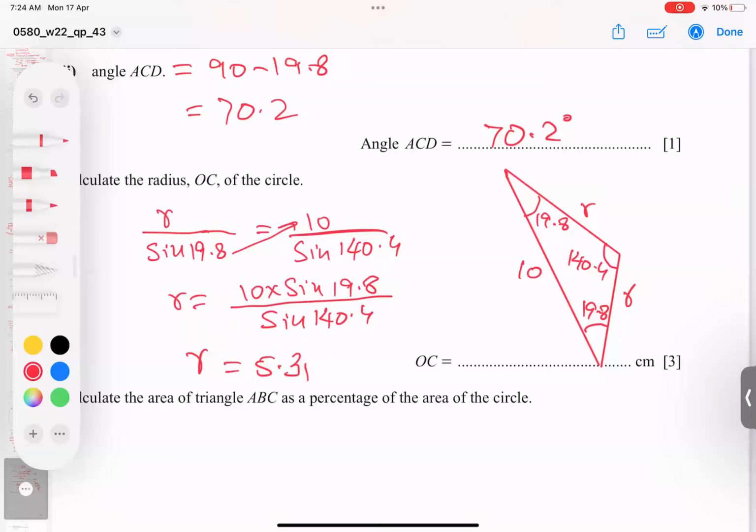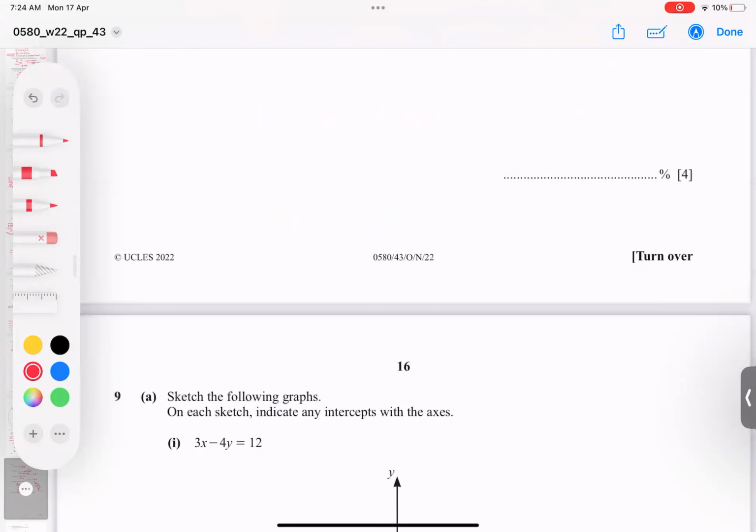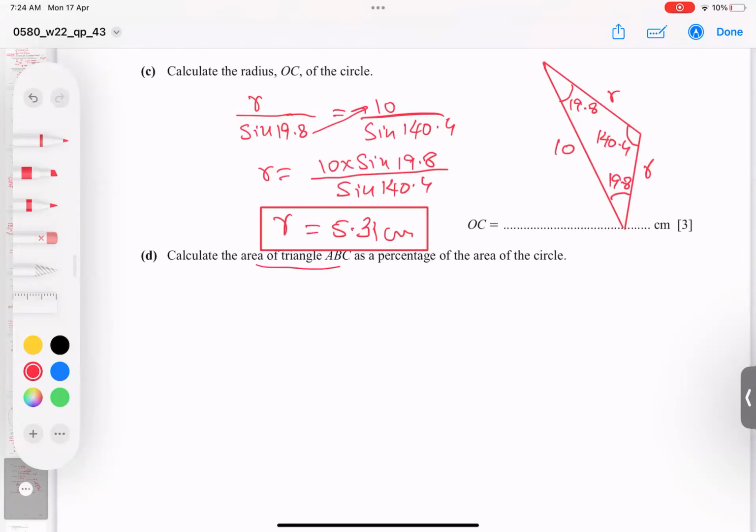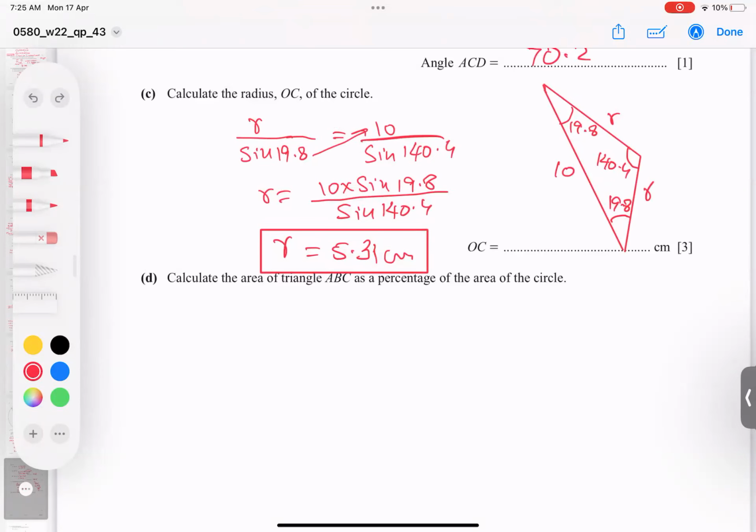Alhamdulillah Rabbil Alameen, the idea is very clear. Let's talk about the last part of this question. Calculate the area of triangle ABC as a percentage of the area of the circle. Whenever percentage comes, I will treat the circle as 100%, and this percentage I want to find.